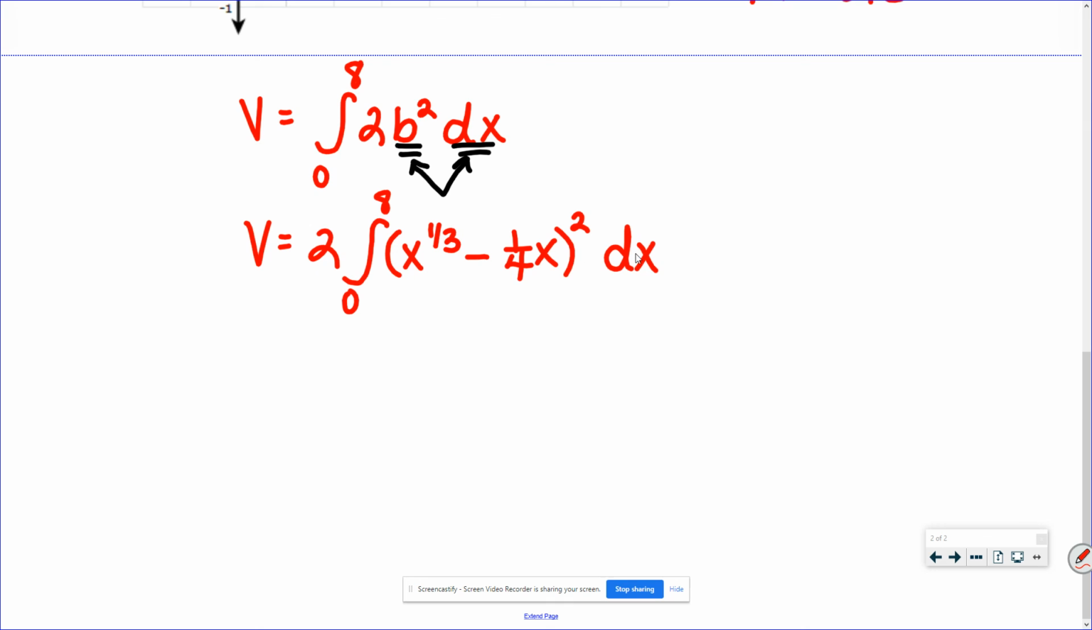And now that everything is written in terms of x, you can type all this into Desmos just the way you see it right here, and you would get an answer of 4.876.